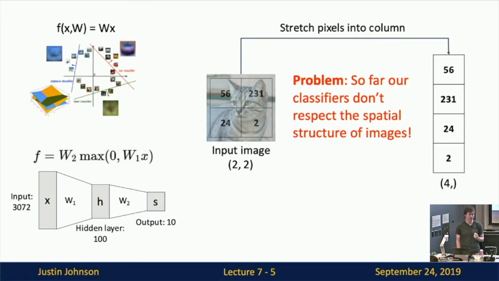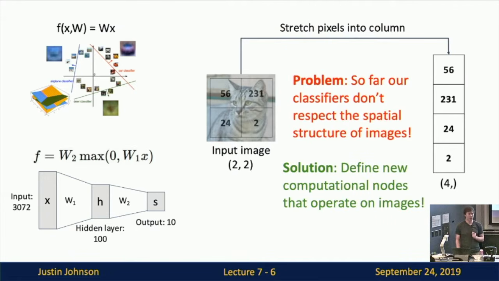Now in order to take advantage of this spatial image structure of our input image data, the solution is relatively simple. Now that we've built up all this machinery around computational graphs and backpropagation, in order to build neural networks that respect the spatial structure of our input data, all we need to do is define a couple new operators that know how to operate on images or on spatially structured data. So that's what we're going to talk about today: a couple new operators that we can introduce into our neural networks that will operate on this two-dimensional spatial data.